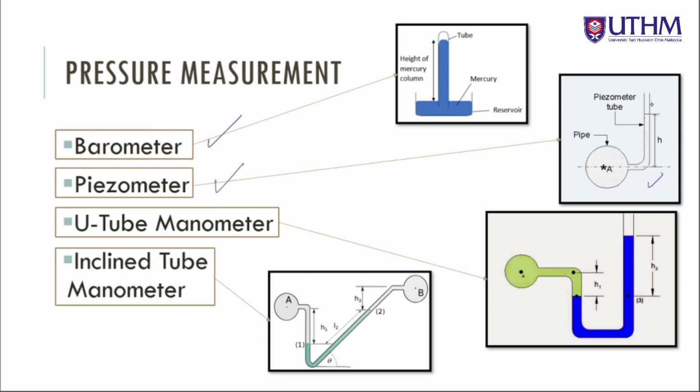And then we also have the piezometer. See how its shape is, open ended at one side. And then we have the U-tube manometer, with the U-tube parts in the middle. And then we also have the inclined tube manometer, with an inclined shape. Their uses are varied, but in general all are used for pressure measurement. So we can measure atmospheric pressure, gauge pressure, and also, for example with this one, we can calculate the pressure difference between point A and point B.